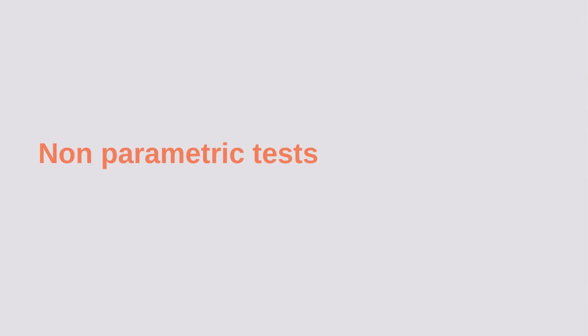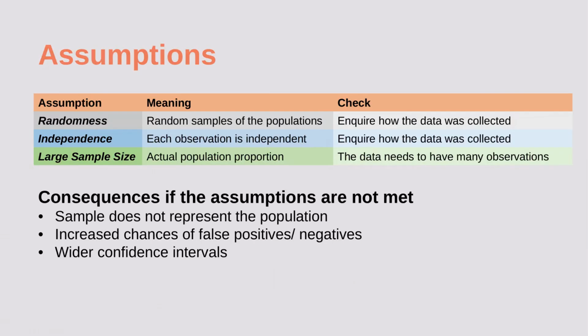Now we have come to the last part of this video, where we will be looking at non-parametric tests. Each hypothesis test we have seen so far makes assumptions about the data. So what are these assumptions? Before we trust the results of our hypothesis test, we need to make sure some key assumptions are met. First, randomness. The sample should be randomly selected from the population. If it is not, our results might not generalize. We need to understand how the data was collected to assess this.